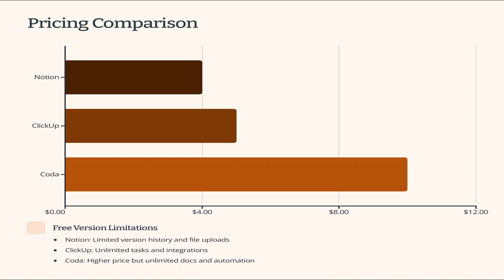With regards to pricing, all three platforms offer free versions. Notion's paid plans start at $4 per month, ClickUp's at $5, and Coda's at $10. Coda's pricing is higher, but it offers unlimited docs and automation. ClickUp provides unlimited tasks and integrations even in its free version. Notion, while cheaper, limits some features like version history and file uploads in its free version.